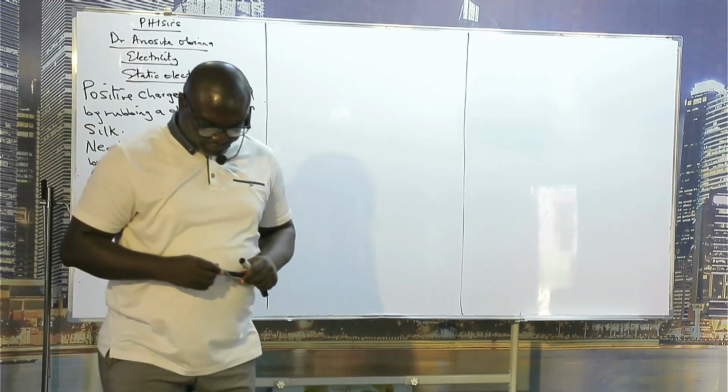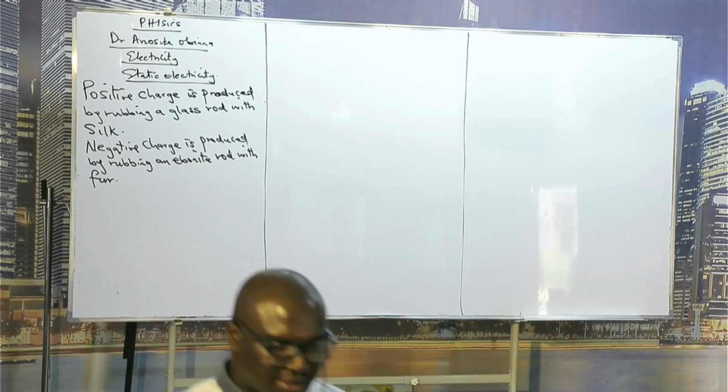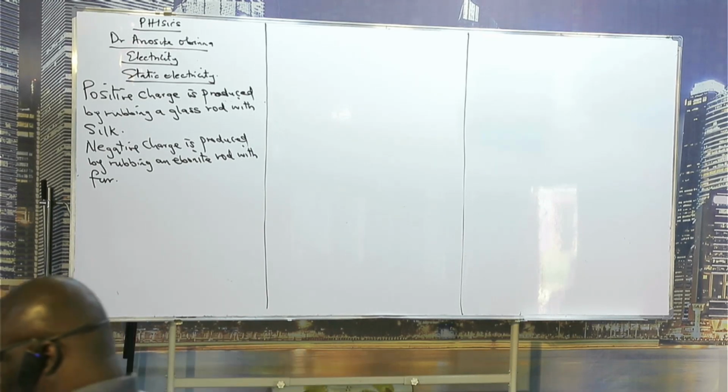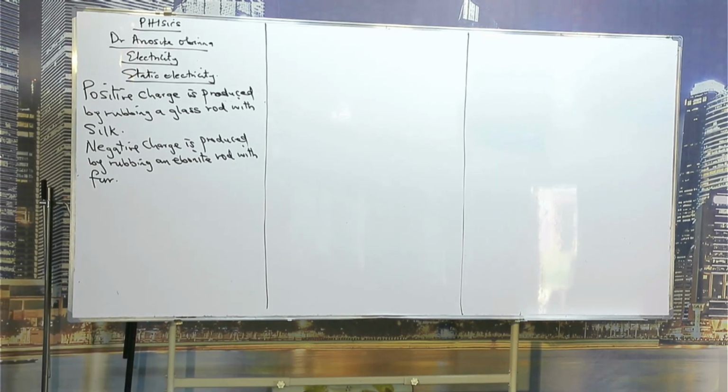Hope you're okay now. Now, these charges can only be explained using the atomic structure. We can explain the production of these charges using the atomic structure. Now, I'm not going deep into atomic structure because that should be a topic in chemistry. But the simple atomic structure, you know, an atom contains 3 major subparticles.